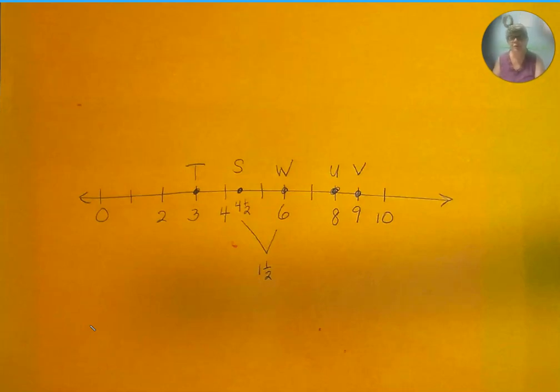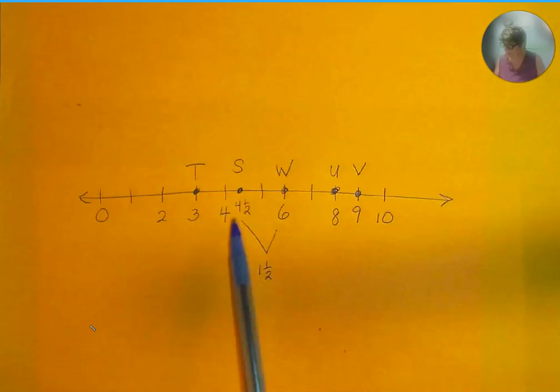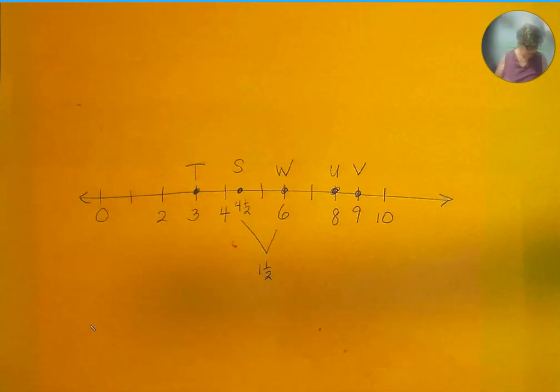Alright, video 2 of Module 6, Lesson 1, and continuing with our coordinate system. As you can see here, it is a horizontal number line, and it has a coordinate system and tick marks, and our tick marks are showing us all the numbers up to 10. We're skipping a couple, but we have tick marks for those. We just don't have numbers, and we have letters T, S, W, U, and V, and we're going to talk a little bit about these.